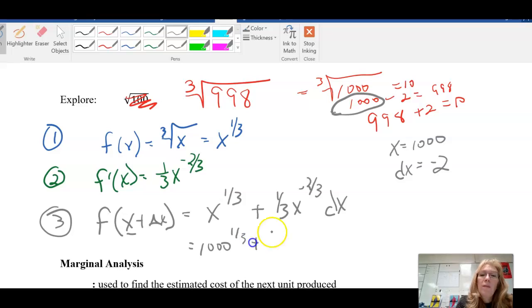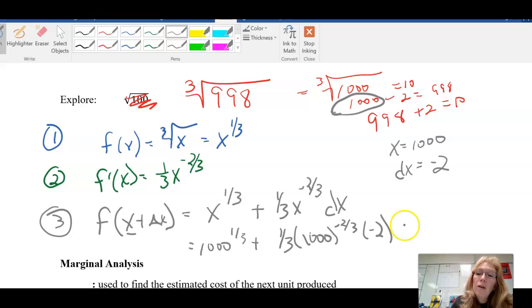1,000 to the third plus 1/3, 1,000 to the -2/3, all times -2. Type that in and you should get 9.99333. Type in the actual square root.